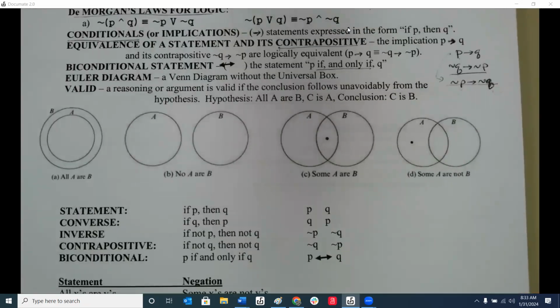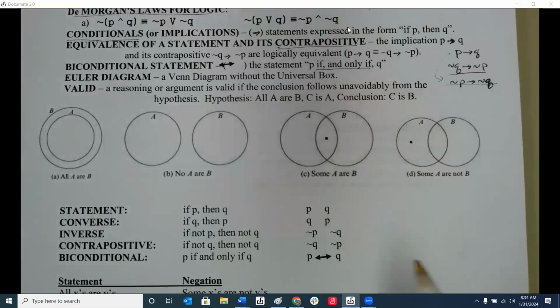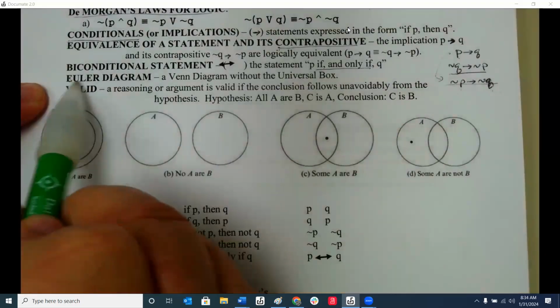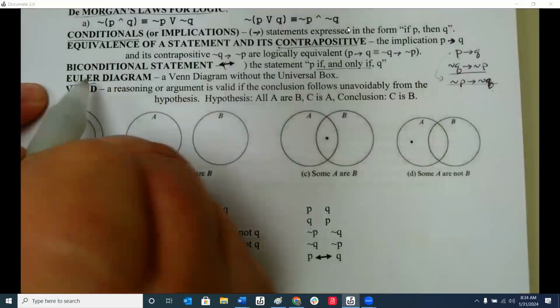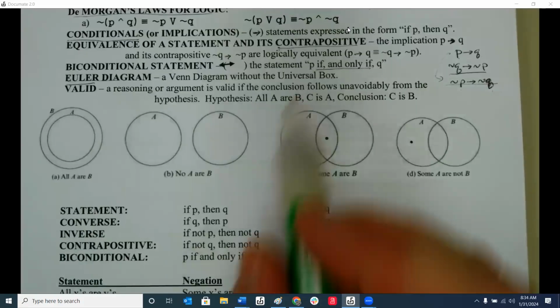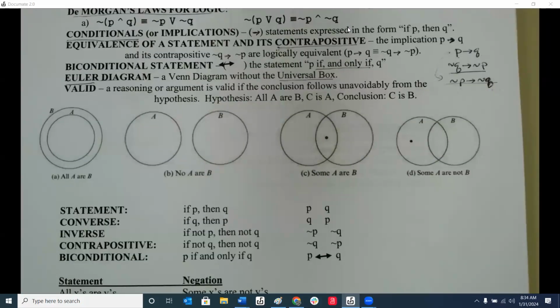So you've heard of Venn diagrams, haven't you? What are Venn diagrams? And how do you represent them? A Venn diagram. Like this. Yeah, I know you're going to point at it. These are called Euler diagrams. It's a Venn diagram without a universal box. What's a universal box?